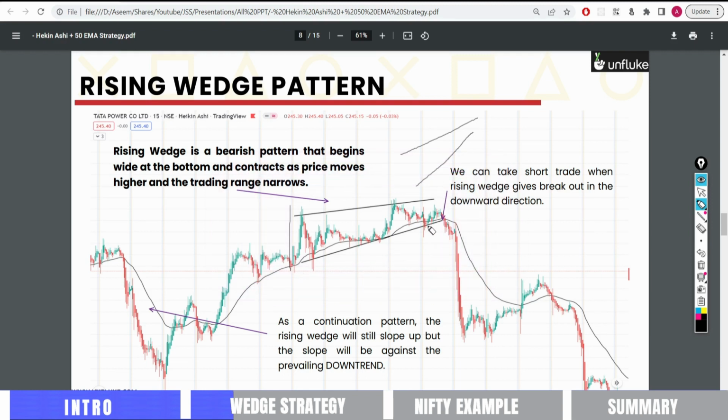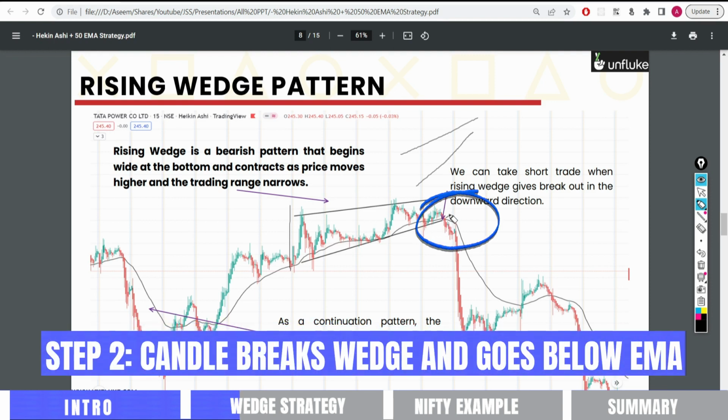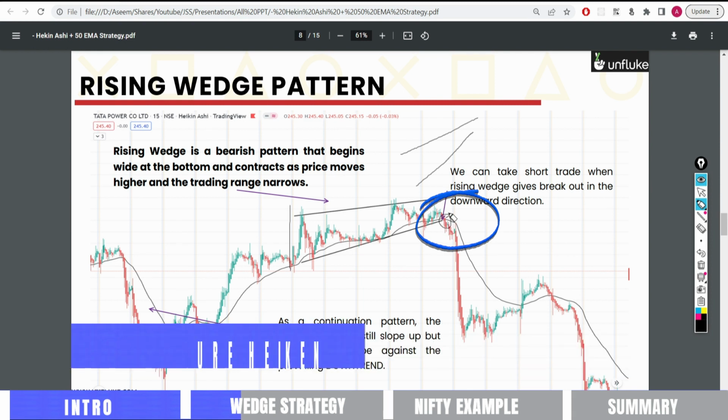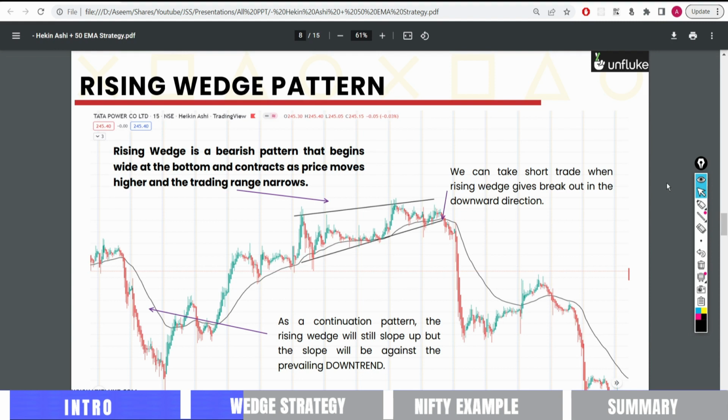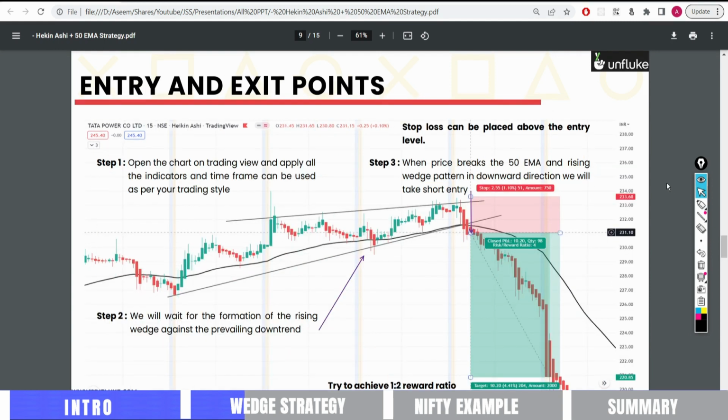So if we get this pattern, then we can go for a selling entry. And we will do the selling entry when the candle breaks both the lower part of the wedge as well as the moving average. When we do that, we can go for a selling trade. So this is the setup for the selling trade.